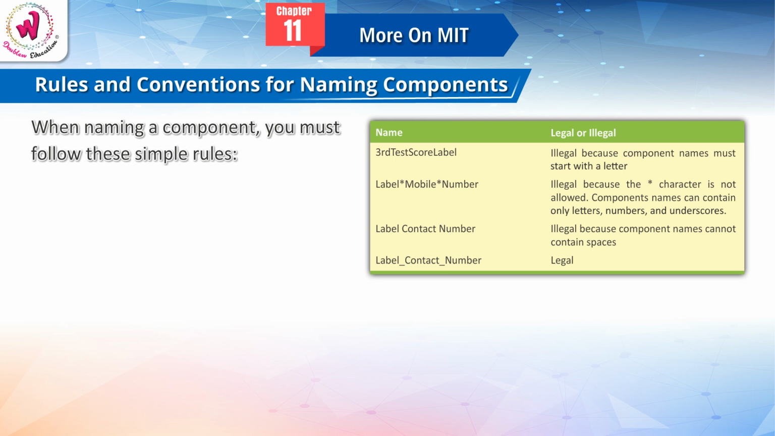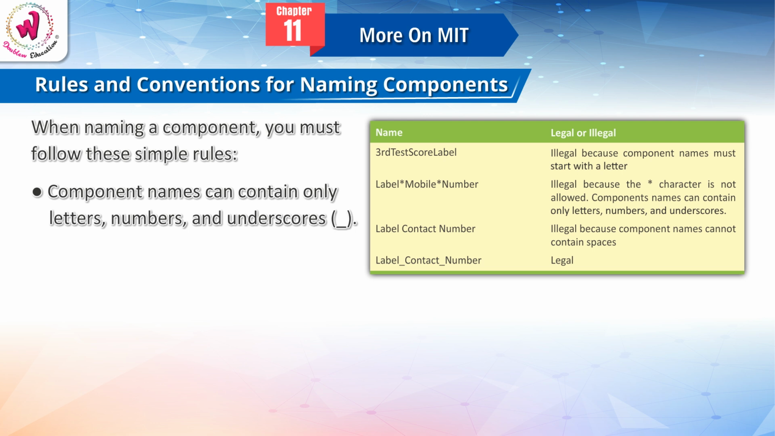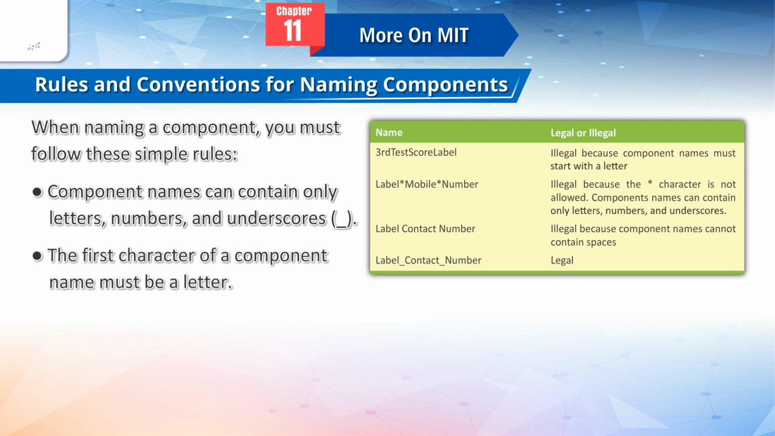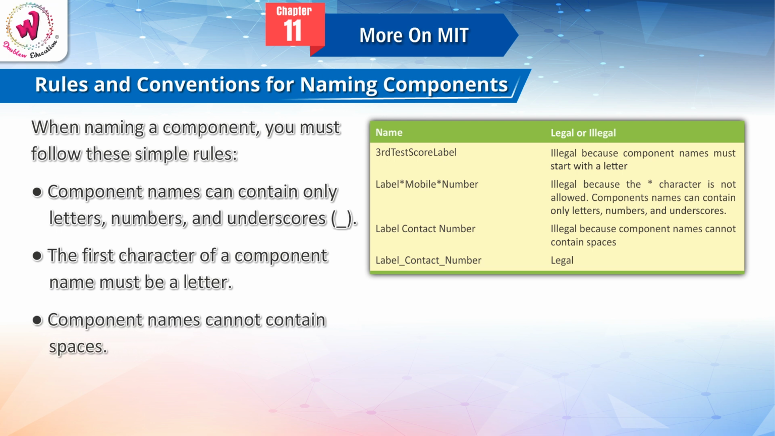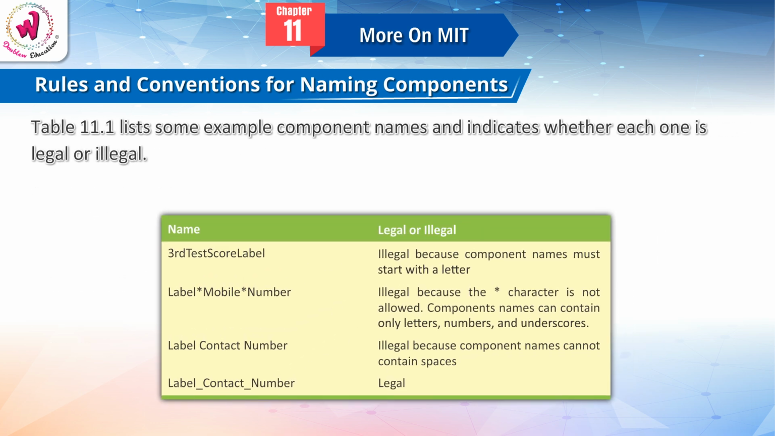Rules and conventions for naming components. When naming a component, you must follow these simple rules. Component names can contain only letters, numbers, and underscores. The first character of a component name must be a letter. Component names cannot contain spaces. Table 11.1 lists some example component names and indicates whether each one is legal or illegal.